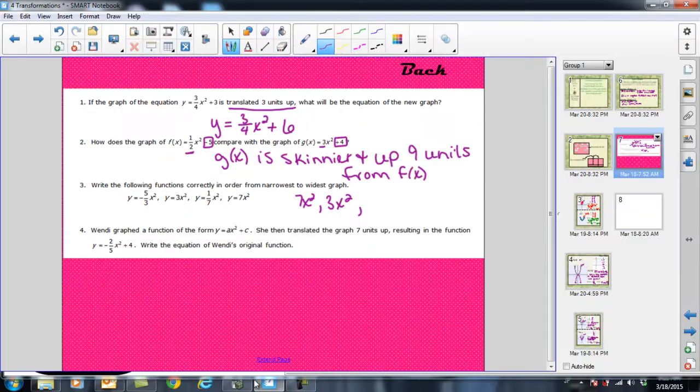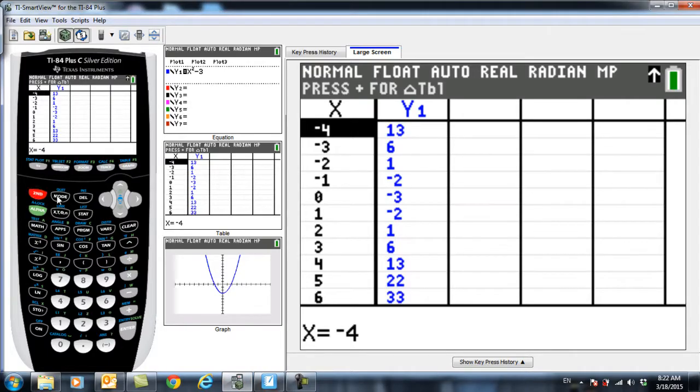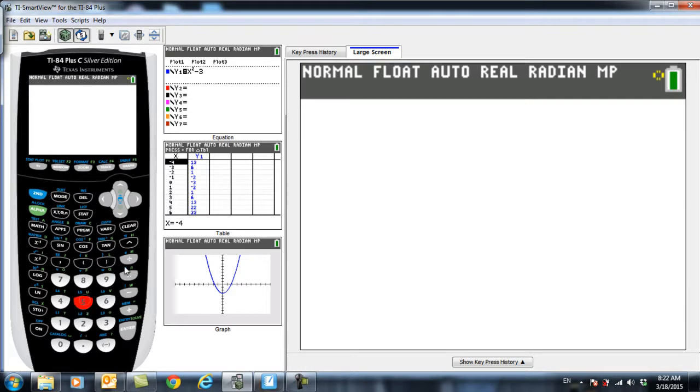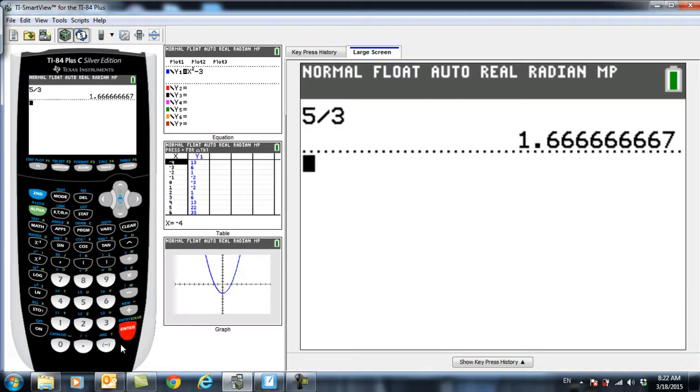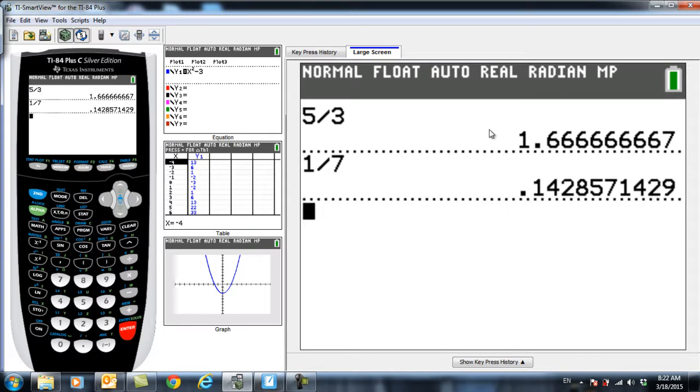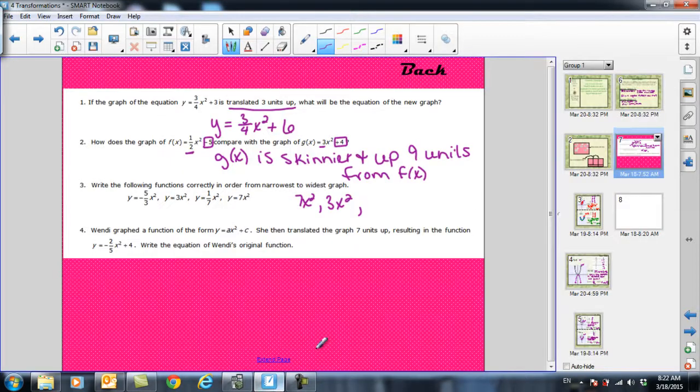Well, if you don't know that off the top of your head, you grab your calculator. You do 5 divided by 3 to get the decimal, and you do 1 divided by 7 to get the decimal, and you see that 5/3 is 1.66 stuff, 1/7 is 0.14. Well, then that means 5/3 is definitely bigger. The bigger the number, the skinnier it is. So the next one is the -5/3 x squared. And so the widest graph is the 1/7 x squared.